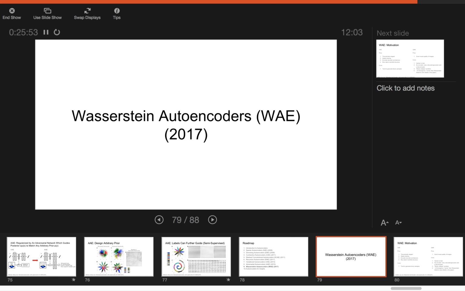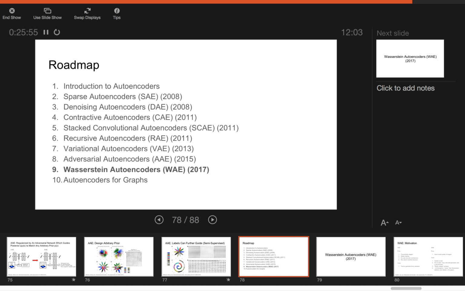And the last one, Wasserstein, is a generalization of it. It has other use cases. You should read it.